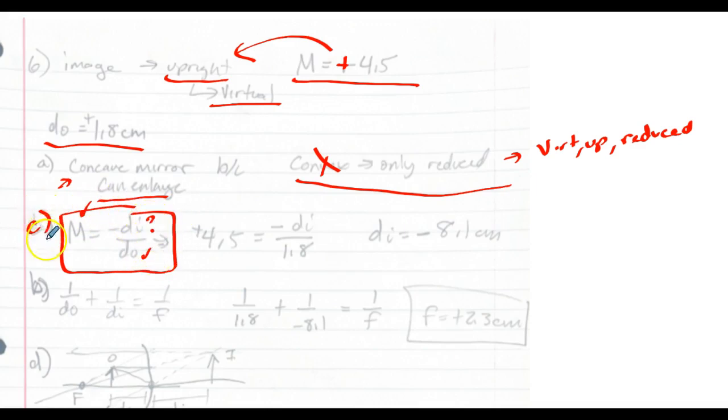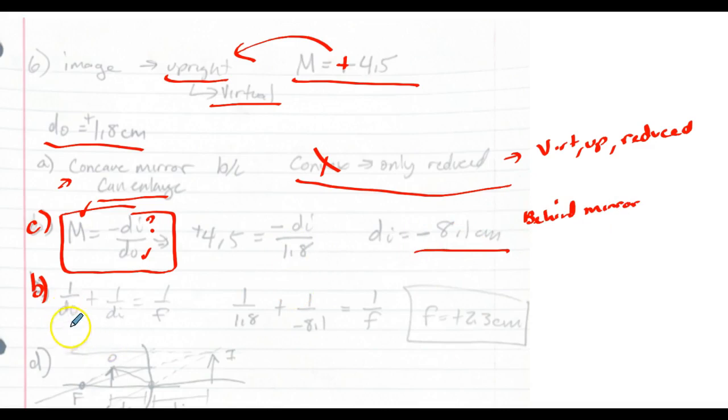So I actually did C first and then B. I don't think you can do it the other way. So 4.5 equals negative di over 1.8. You solve for di, and you get negative 8.1 centimeters. So that is the image distance, where it ends up. If it's negative, it's behind the mirror. And again, it makes sense that it's enlarged because this distance is bigger than the object distance.